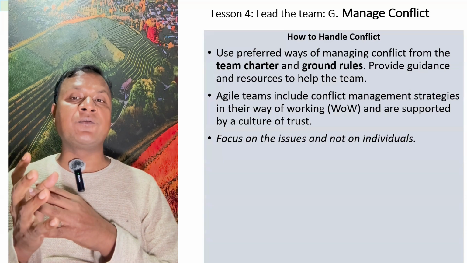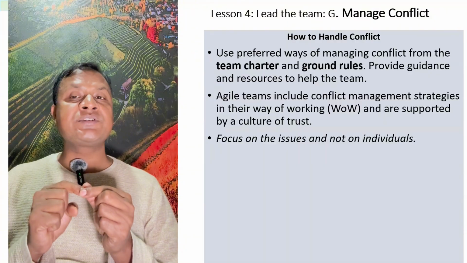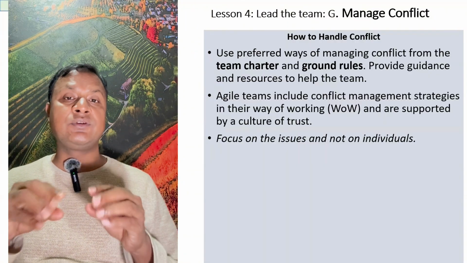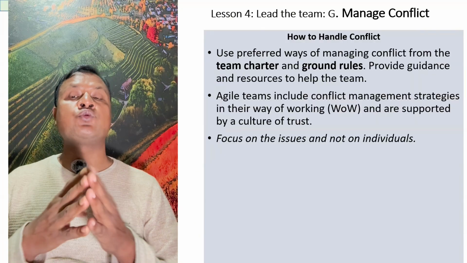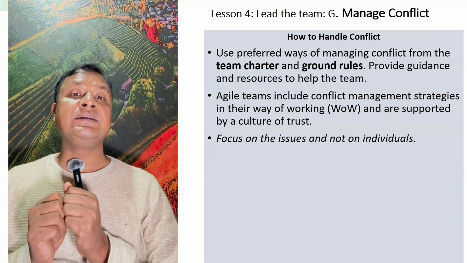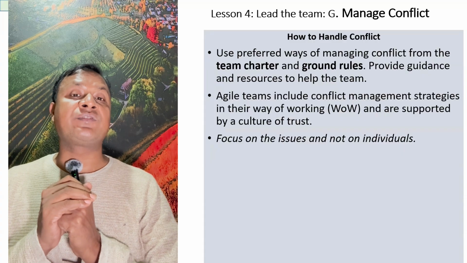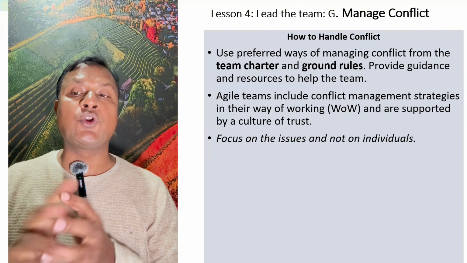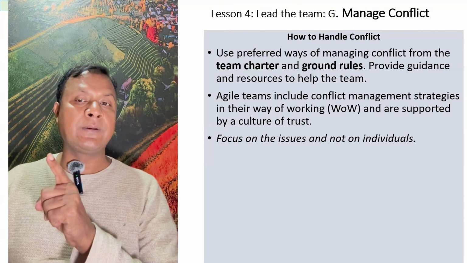So how do we handle conflict? First, use preferred ways of managing conflict from the team charter and ground rules. So first, fix the ground rules. If you follow the ground rules, there will not be conflict. Provide guidance and resources to help the team. Agile teams include conflict management strategies in their ways of working and are supported by a culture of trust. Focus on the issues and not on individuals. So try to focus on the issue to solve it, not the individual.